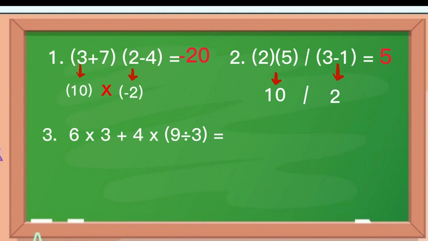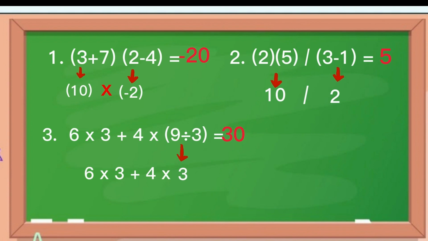And our last one is number 3. Kindly read: 6 times 3 plus 4 times 9 divided by 3 is equals to. Okay, so what is the answer? 30. Okay, your answer is 30, so let's check if that is correct. First, let's solve the parenthesis, which is 9 divided by 3 is equals to 3. Correct. So now it will be 6 times 3 plus 4 times 3.